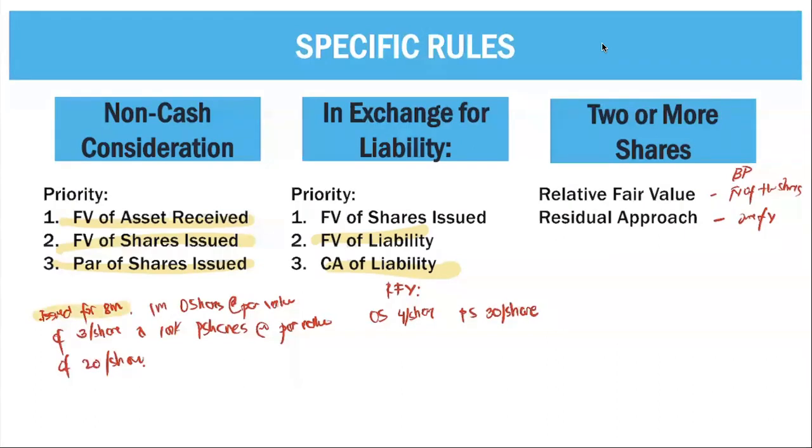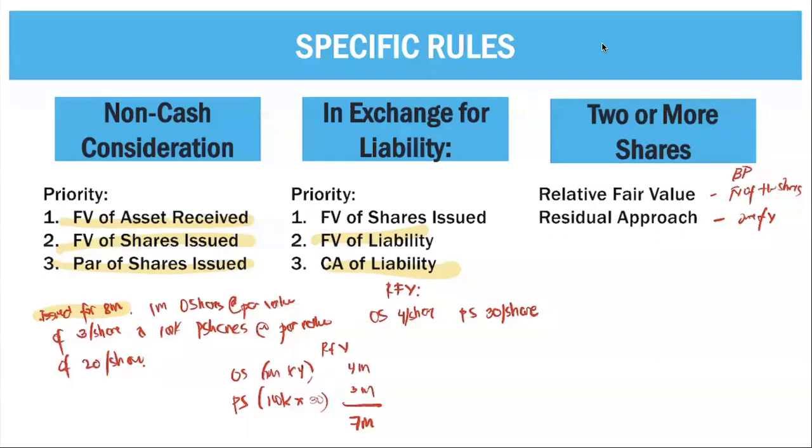So based on the 8 million pesos for OS and for PS, we get first their relative fair values. For OS, we have 1 million shares. The fair value is 4. So this is 4 million. For PS, we have 100,000 shares. The fair value is 30. So this is 3 million. So total of 7 million.